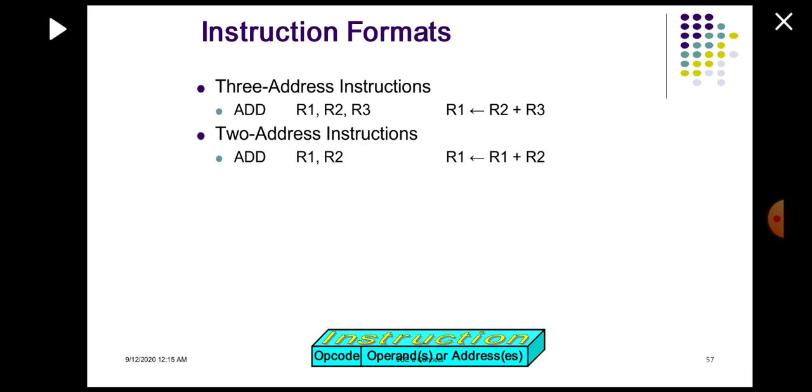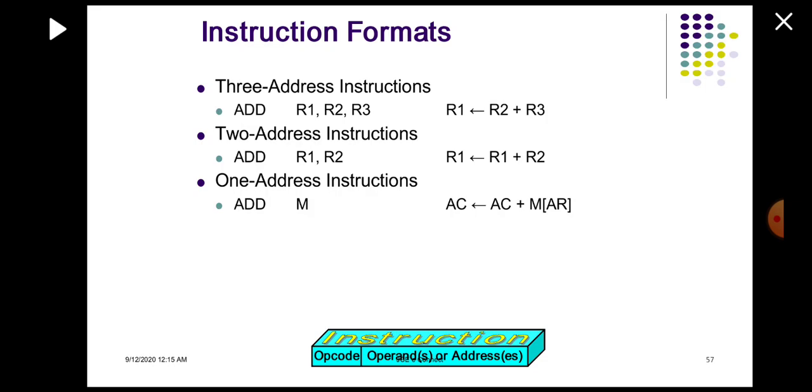Next we'll see one address instruction. The general format for one address instruction is operation source, or destination. This instruction specifies only a memory operation, which may be source or destination. The other operand is implied to be a processor register called the accumulator. All the operations are to be performed on the contents of the accumulator.